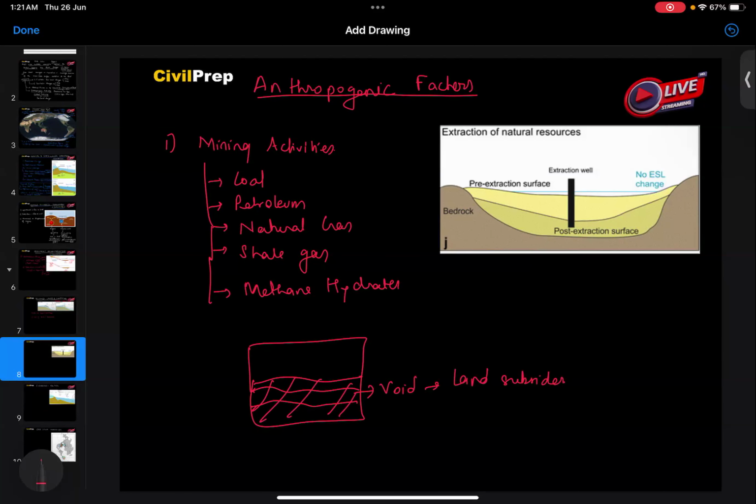So because of the subsidence, what happens here? This results in the fall of sea level in that particular region. So here we see that this is also one of the causes, that is, the anthropogenic causes resulting in the fall of sea level in certain regions. So this is a local phenomenon. Okay, this is a local phenomenon.